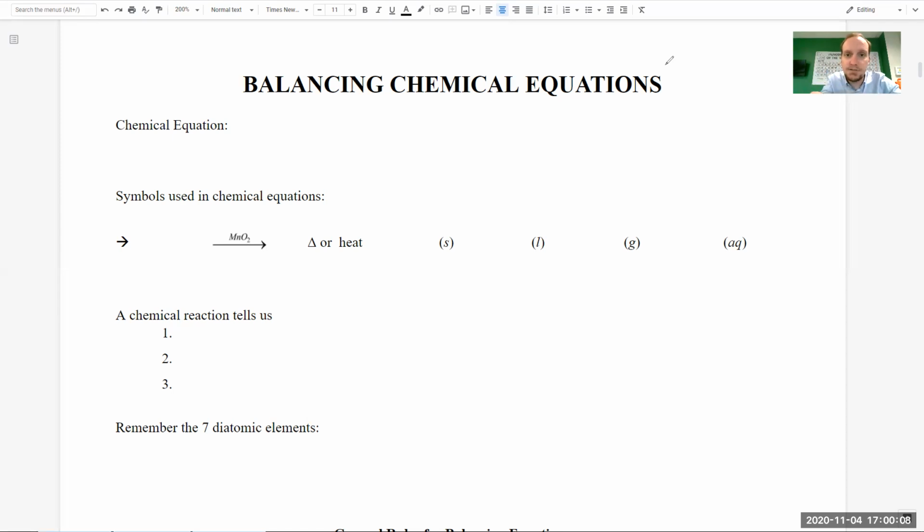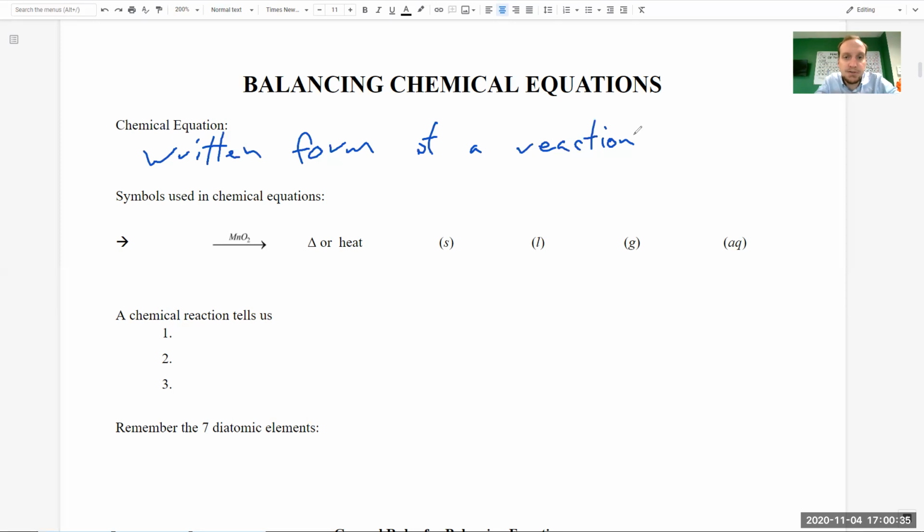So the first thing we're going to talk about is a chemical equation, which is basically just a written form of a reaction. Again, we're taking a real actual reaction happening at the atomic level, and we're trying to translate it and put it on paper. So that's what we call a chemical equation.